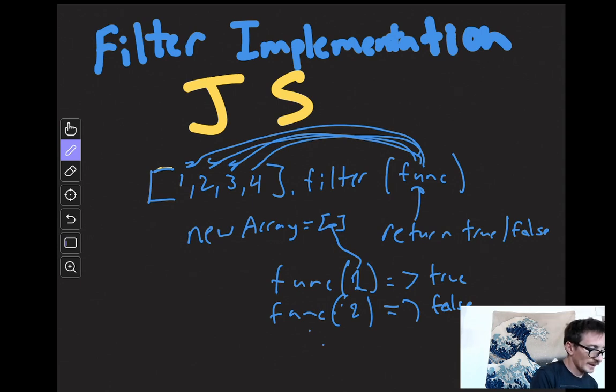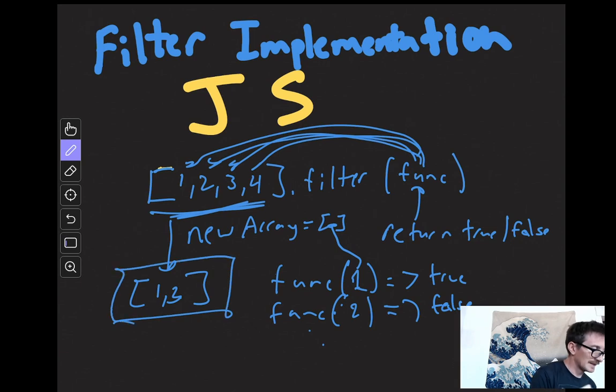So this is a way we can add certain things. We can filter out things in our original array and then create a filtered array. Like maybe for some reason 1 and 3 went through. And then filter would finally return this array. So let's look at that in code and implement this in code.